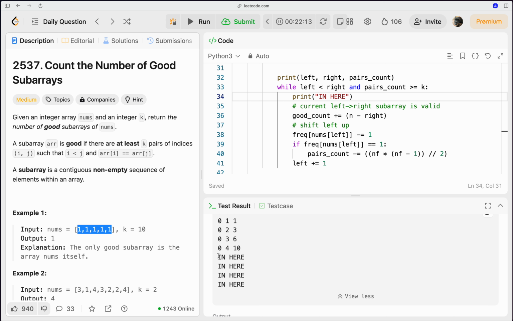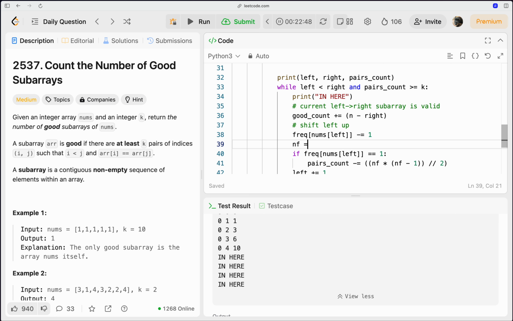Oh, I see, I see. Okay. So good count plus equals n minus right is fine. But then when we shift left up, the frequency needs to go down. So how am I going to do this? The new frequency is frequency of nums left.